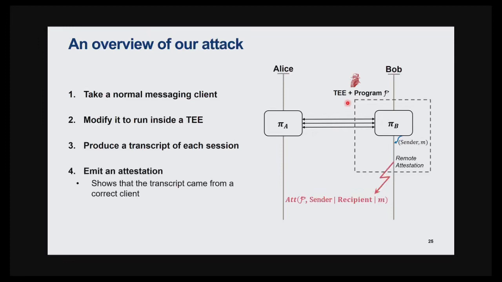But now, this is where the remote attestation comes in, because we can produce an attestation that says, this transcript that we've produced came from a TEE running program P. And program P, we can publish the source code, and it's implementing a Signal client. And so you can trust this, because if you trust this messaging protocol, then you should trust the results. And that means that Alice really did send whatever was in the transcript that has been put into the attestation.